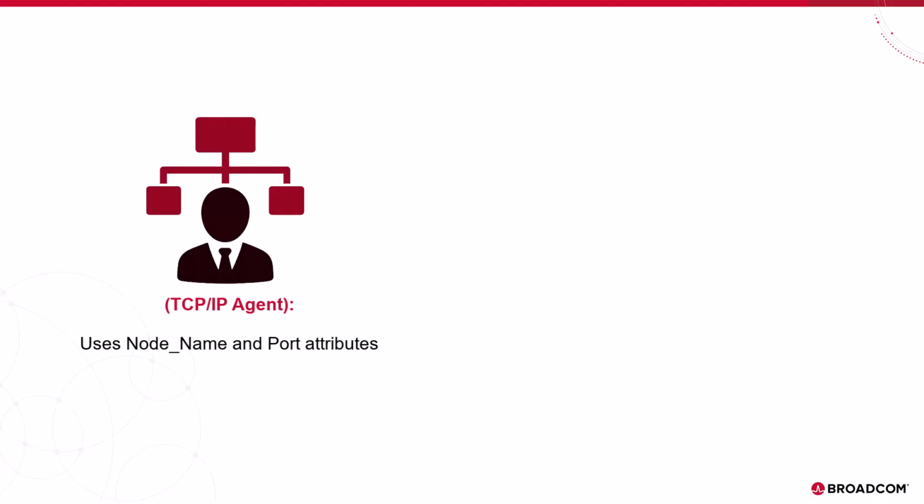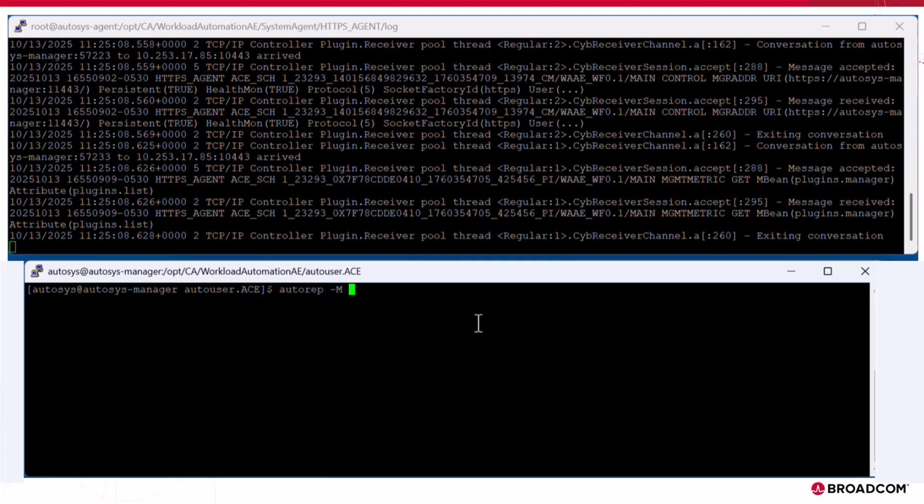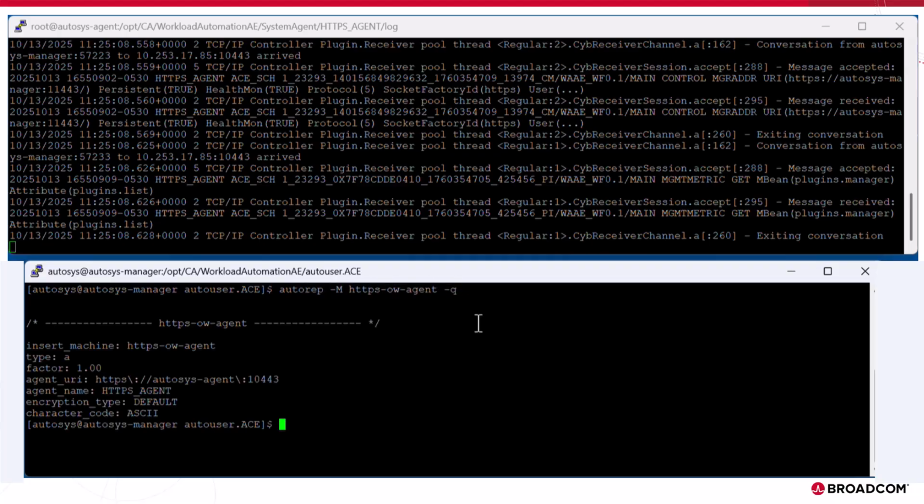In traditional TCP/IP agents, the machine definition contains the node name and port attributes. In the new HTTPS implementation, the machine definition must include the HTTPS address in the agent URI attribute. For this demo, we have already created a machine definition with an HTTPS URI. To verify the HTTPS communication, run the autorep command with the M option. The command must return the machine status as online.